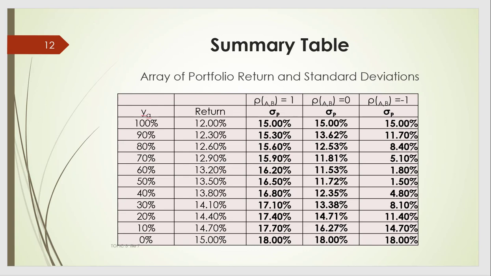My return is constantly increasing as my risk increases. The question is, does my return grow faster than my risk? And we'll look at that in a couple moments. So the minimum risk portfolio is 60% in A.